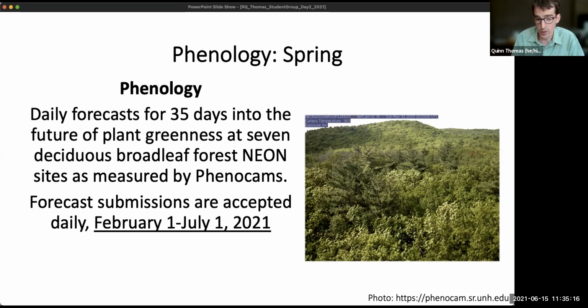And so this is effectively forecasting spring. This is daily forecasts of the canopy greenness at 7 deciduous broadleaf NEON sites. And these are measured by phenocams, which take a picture every half hour. We use the middle of the day. And within that, there are regions of interest that are solely deciduous trees that are being forecasted.